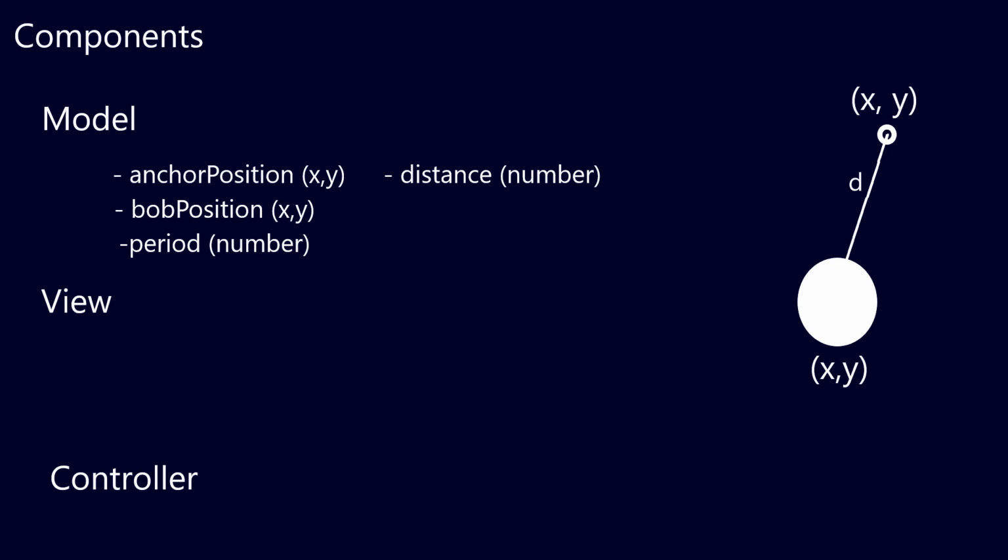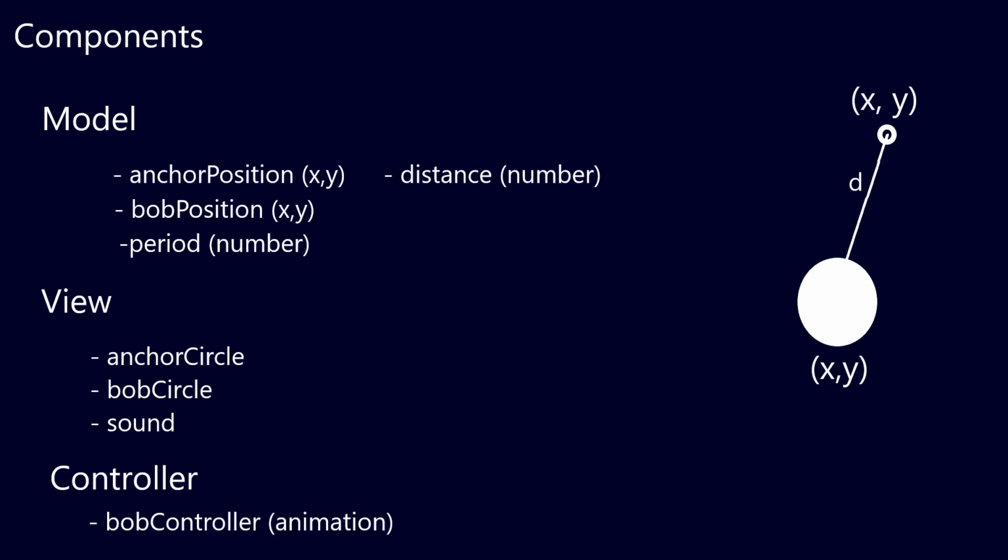for that. In the view, we want to show where the anchor and the bob are. Let's create a circle view component for each point in space. We will also have a sound view component, and we will need it to play when the bob passes through the lowest point in the swing. Finally, we need to describe how the bob should move over time. We will create a controller component that will update the position of the bob based on the period and the length.